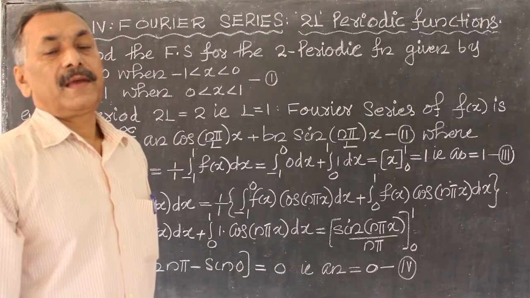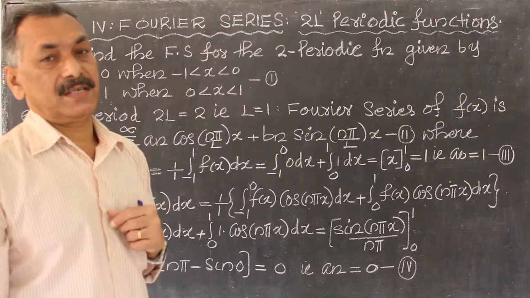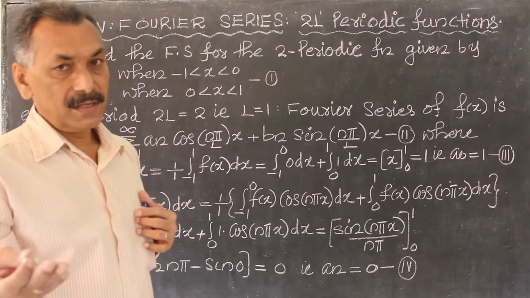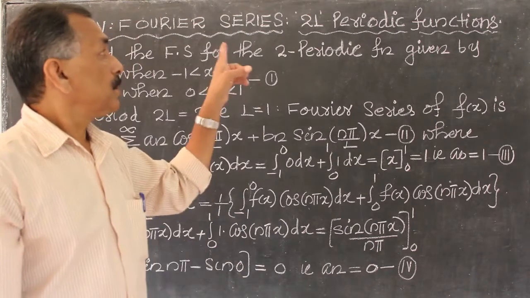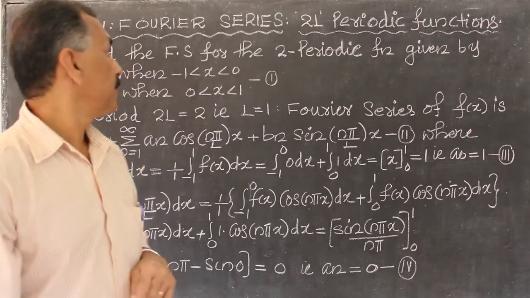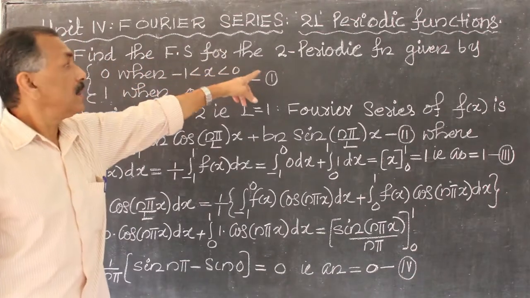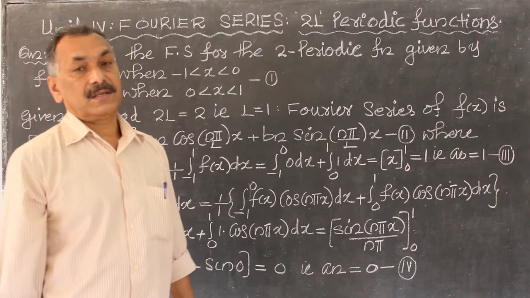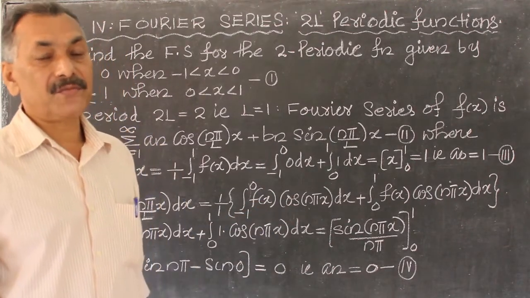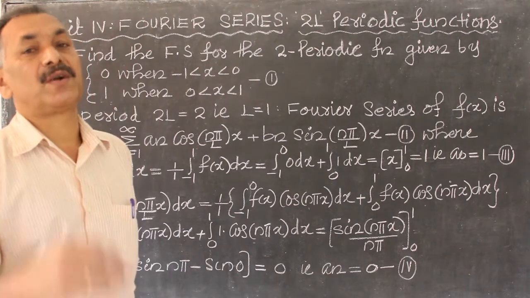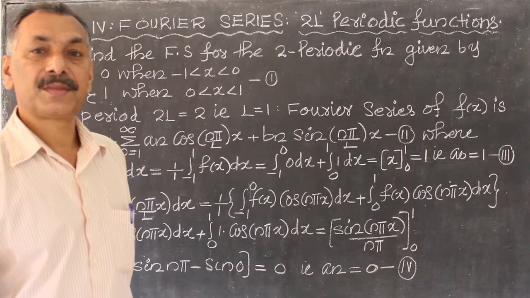Consider an example for a 2L periodic function. You have already seen 2 pi periodic even and odd functions. This one is a 2L periodic function, and we find the Fourier series for the 2 periodic function. That means the period is 2. Period is 2 means the function is defined in the interval -1 to 1. 2L, where L is equal to 1, a 2 periodic function.